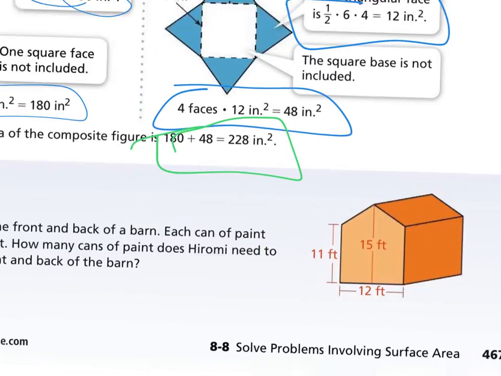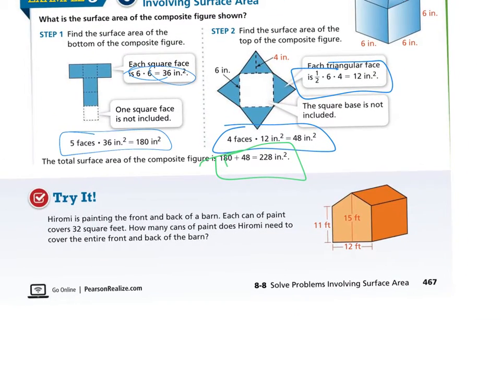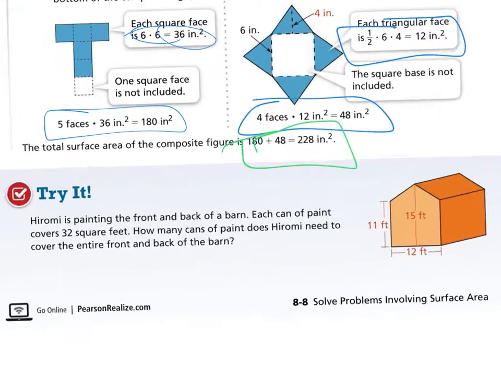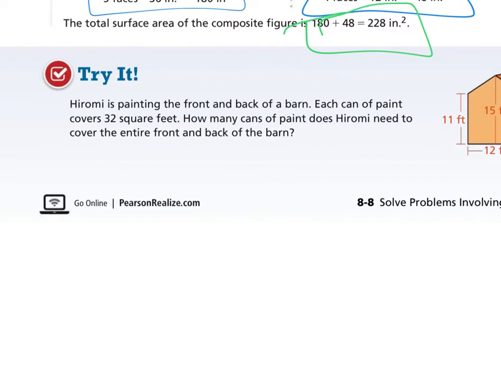Similar idea for the try it here. And just mentioning this problem, we're not going to work this problem out all the way, but just make sure when you do these problems you read the directions, because they can change what they're asking us to do from one problem to the next. This time we're painting this. A can of paint covers 32 square feet. How many cans of paint do we need to cover the entire front and back of the barn?